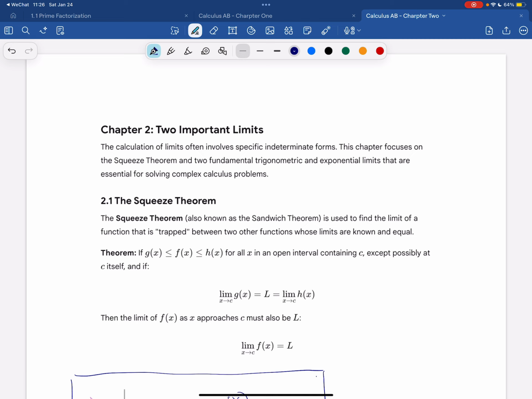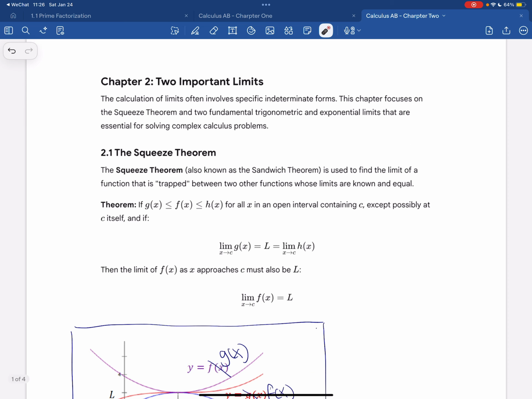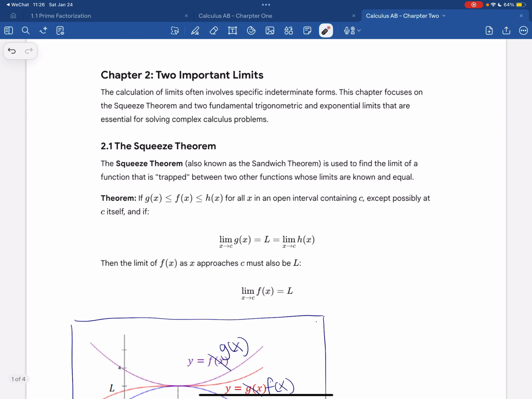It states that it's used to find the limit of a function that is trapped between two other functions whose limits are known and equal. So this is the theorem. If g(x) is smaller than f(x), which is smaller than h(x), for all x in an open interval containing c, except possibly at c itself, and if the limit as x approaches c of g(x) equals L, which equals the limit as x approaches c of h(x), then the limit of f(x) as x approaches c must also be L.